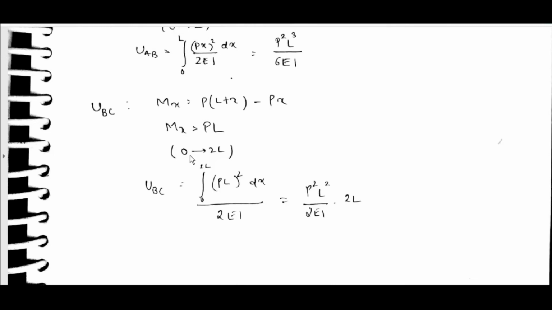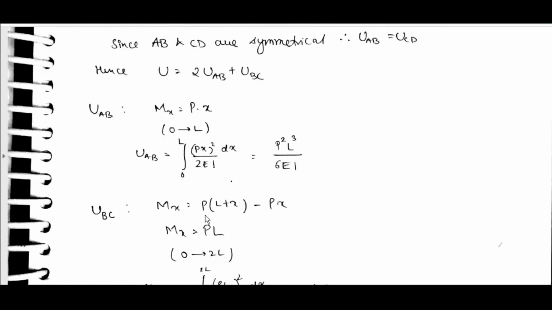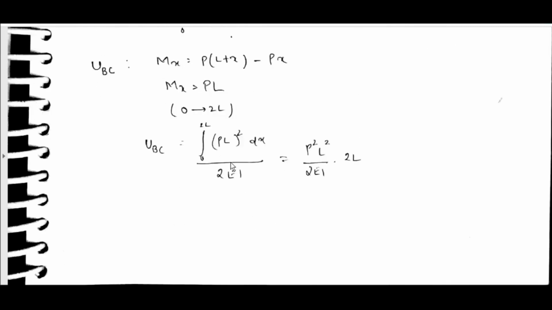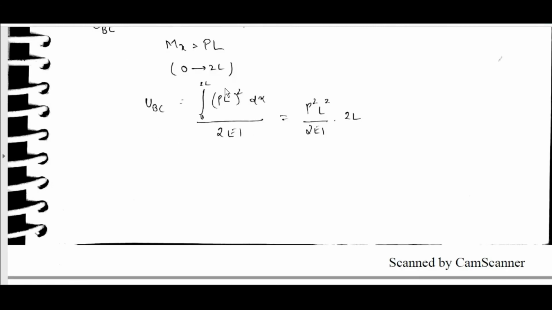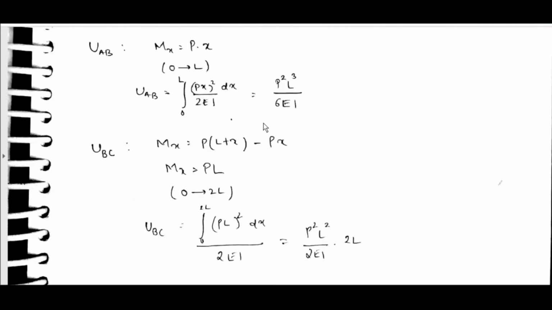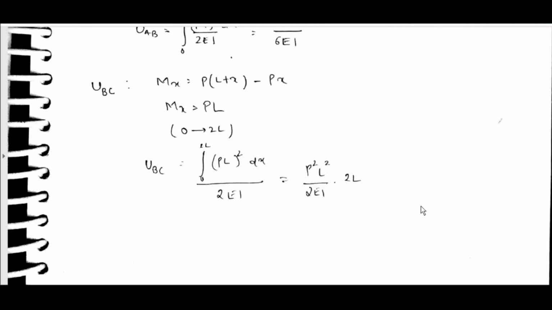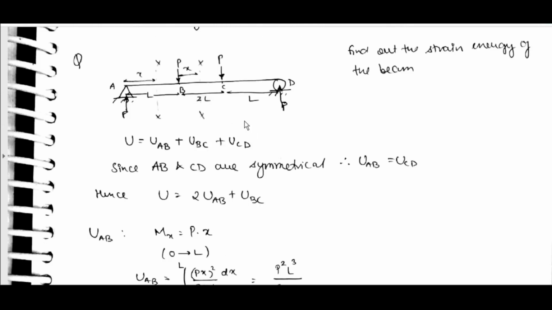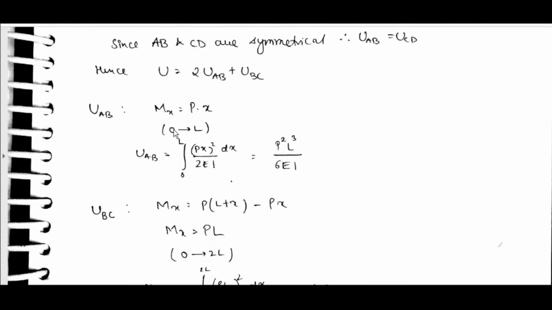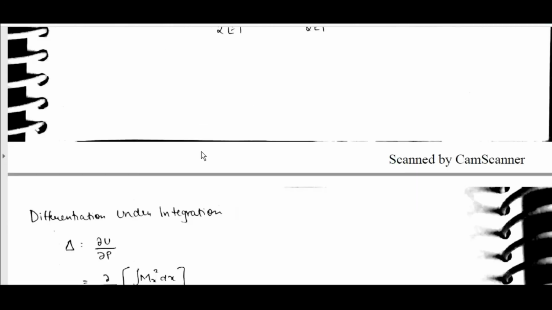cube by 6EA. And UBC: Mx is equal to P into L plus X minus Px, so Mx is equal to PL. UBC is equal to integral 0 to 2L (PL) whole square into dx by 2EA, which is equal to P square L square by 2A into 2L. Okay, like as X is considered from here.